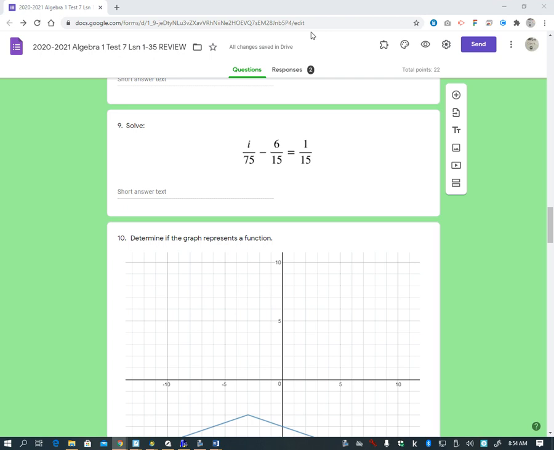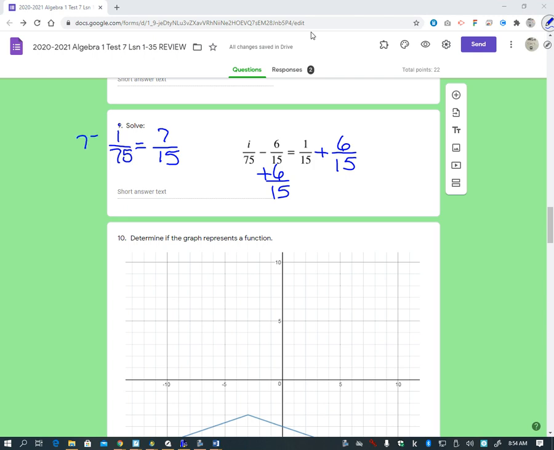Now, this is all done in fractions. The easy first step is to do what? Add what? Add 6/15 to 1/15. Hopefully here in a couple minutes you'll actually be able to see. Oh, there it is. Okay. So that's going to leave me with I over 75 is equal to what? 7/15.